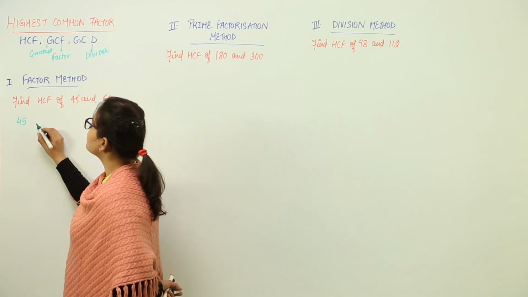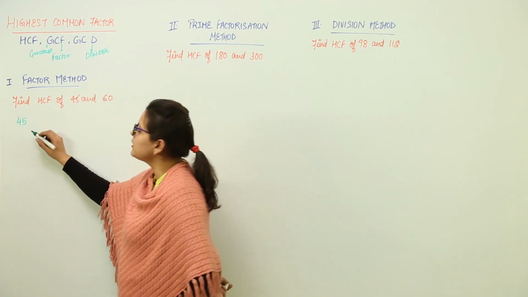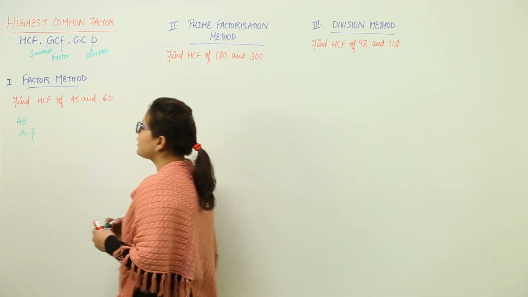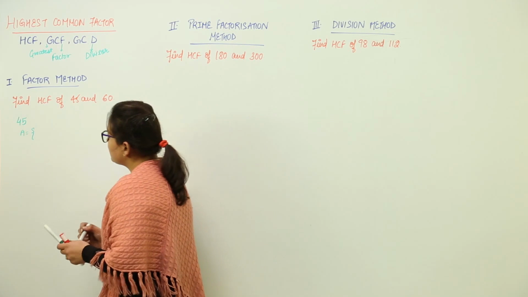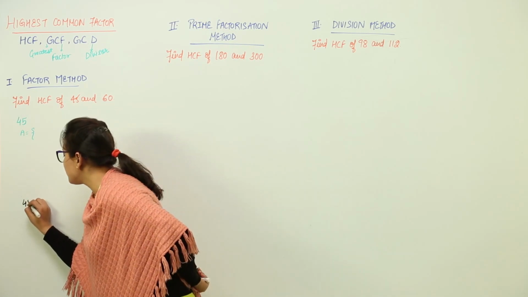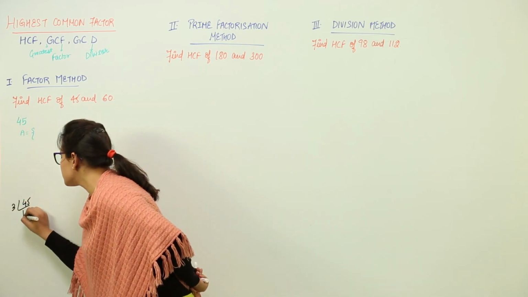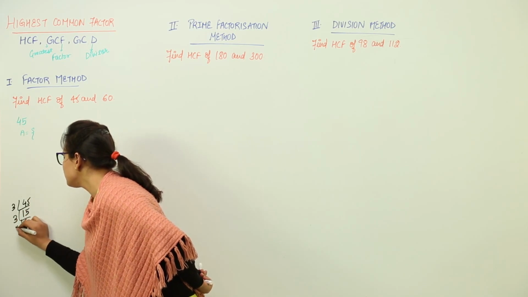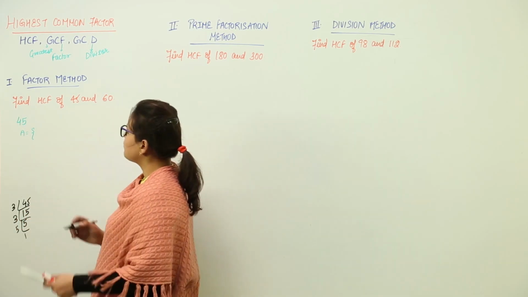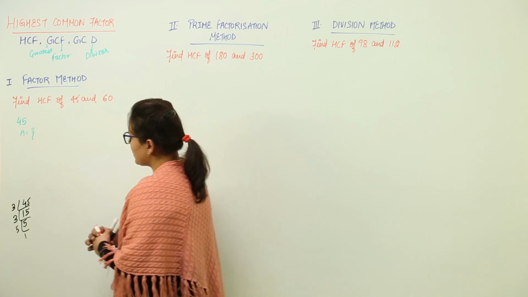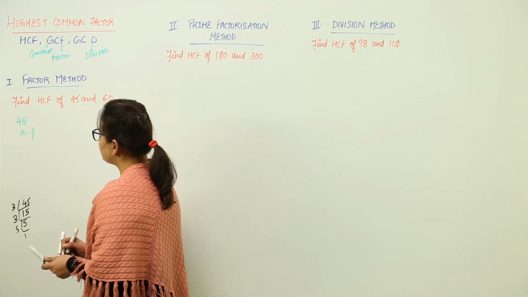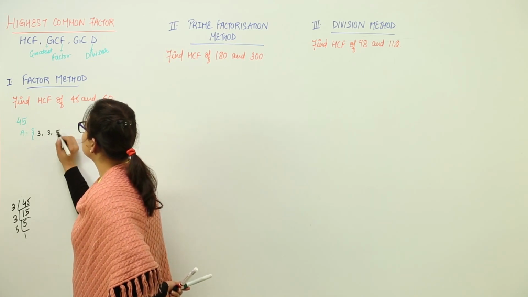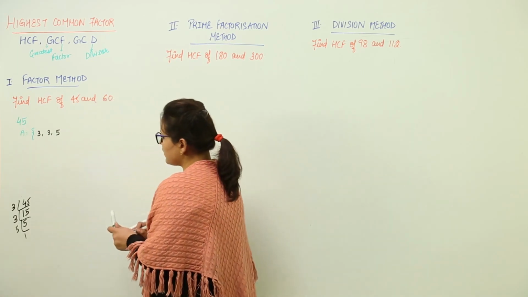The factors of 45 will be written down in the form of set A. Now let us find out the factors for A. That would be factors of 45: 3 ones are 3, 3 fives are 15, 5 ones are 5. So we have got the elements of set A as 1, 3, 5, 9, 15 and 45.